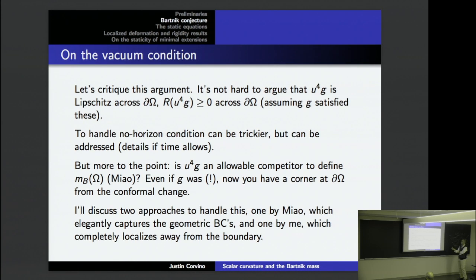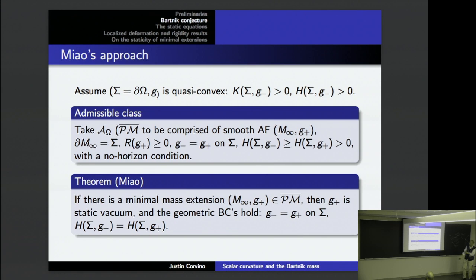So the question then is, when you've done this conformal deformation, you produce this extension, and the mass came down, so it's got lower mass, but is it an allowable extension? A discussion I had with Pengzi years ago kind of brought this up. I'm going to spend a little bit of time talking about how Pengzi Miao addressed this, and then I'll bring in the static equations a little bit more and try to illustrate an approach that I had to this.